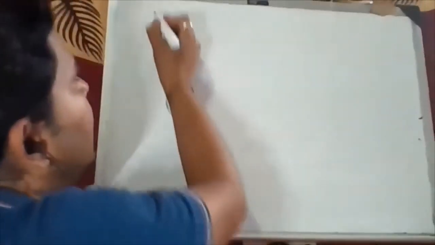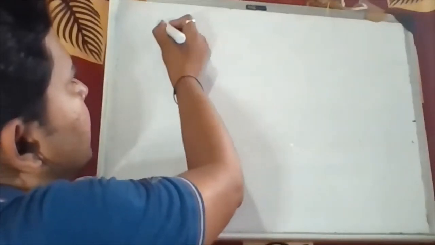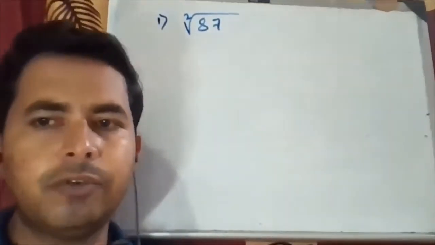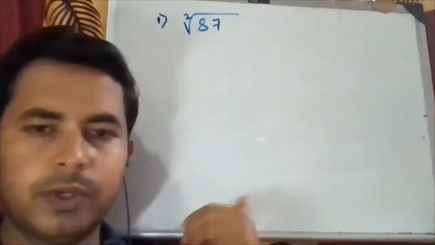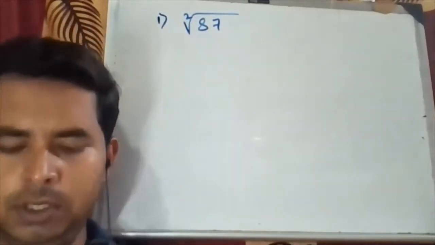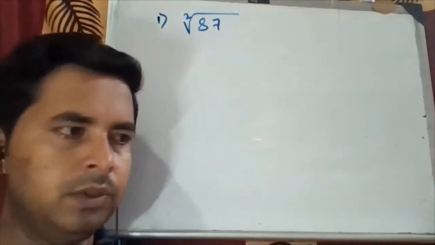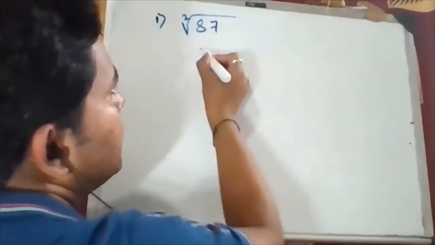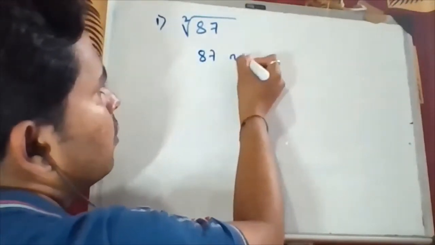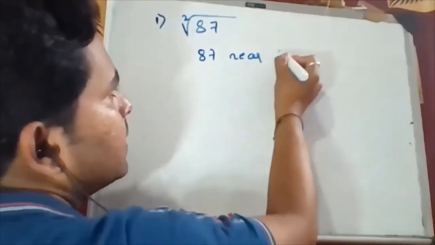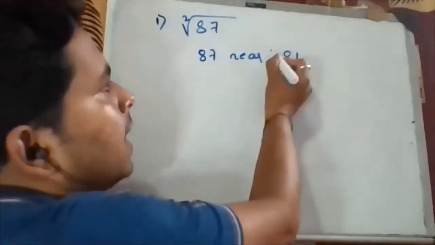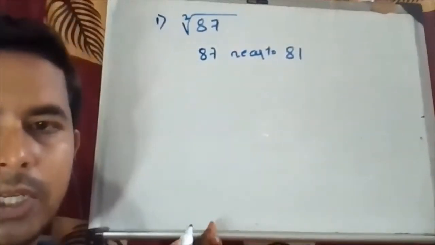For example, I'll take square root of 87. So how to find the square root of this 87? Because this 87 is a non-perfect value. For that, again, you should know the table. So 87 is near to what value? 87 is nearest to the square value of 81. So 87 is near to 81.